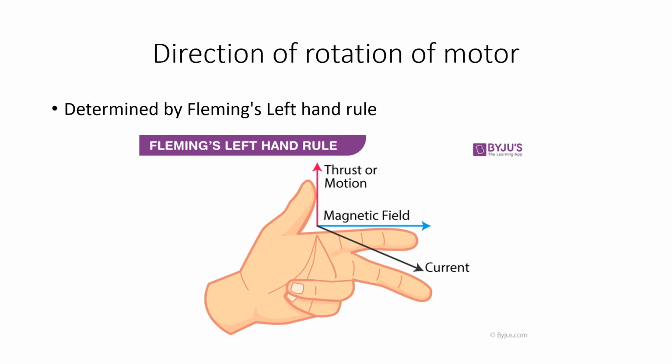Fleming's left hand rule says that if we keep our left hand like this, the index finger represents the magnetic field and the middle finger represents the current direction. The thumb represents the motion of the conductor, that is, the torque direction. Meanwhile, we should keep all the fingers at right angles to each other.